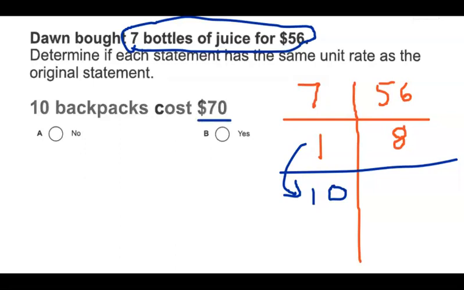So is that going to match with that one? The answer is no. So once we got down to the unit rate and we scale it back up, it does not match. Even though you couldn't really match up one or the other as far as the 10 to 7 or the 56 to 70, once you got it down to its unit rate, you could scale it back up and see if it matches in both scenarios. And in this situation, it does not.